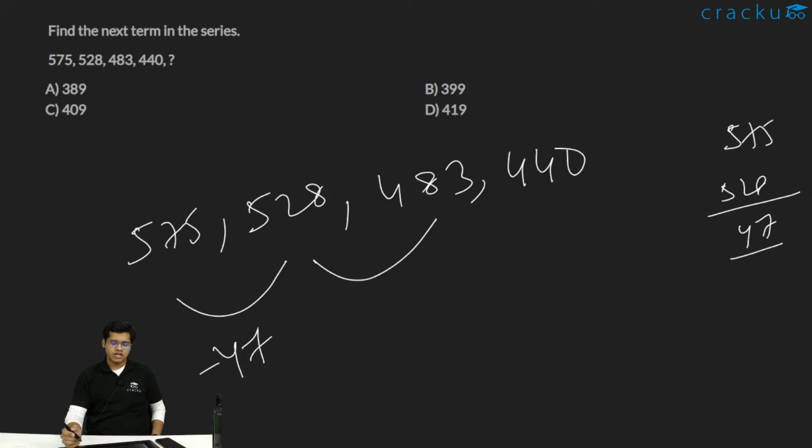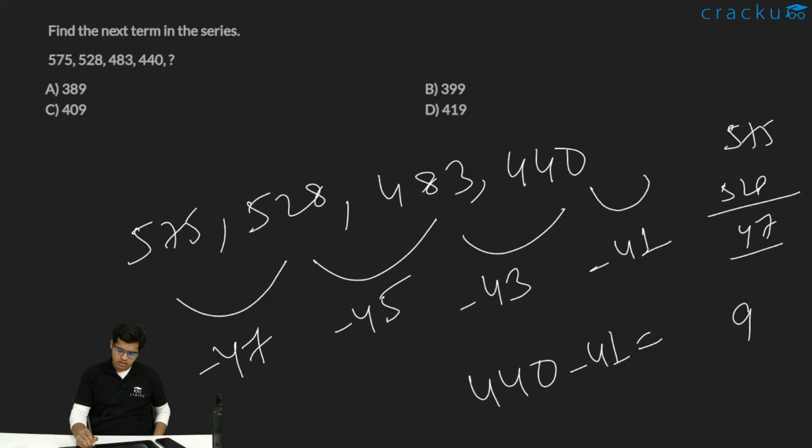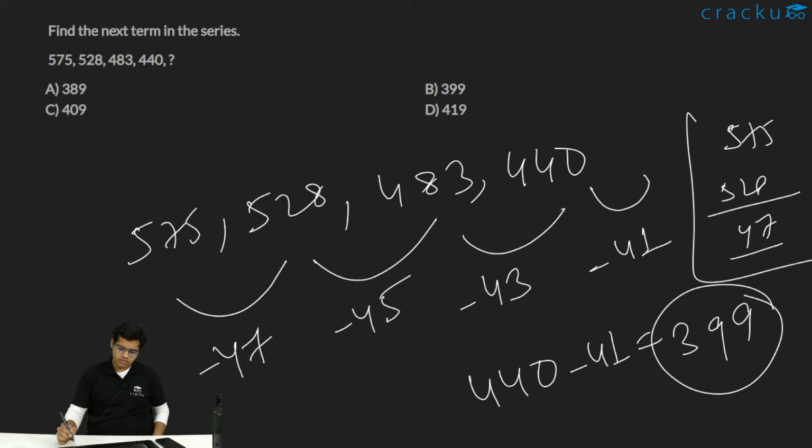528 and 483, what is the difference? It is 45. 483 and 440, what is the difference? It is 43. So 47 minus 2, 45. 45 minus 2, 43. So what would be the next difference? Next difference would be 43 minus 2, which is 41. So the next term would be 440 minus 41, which is 399. Very simple question, guys. Option B is the correct answer. Yeah, very good, Satvik. Minus 47, minus 45, minus 43, minus 41. Very good.